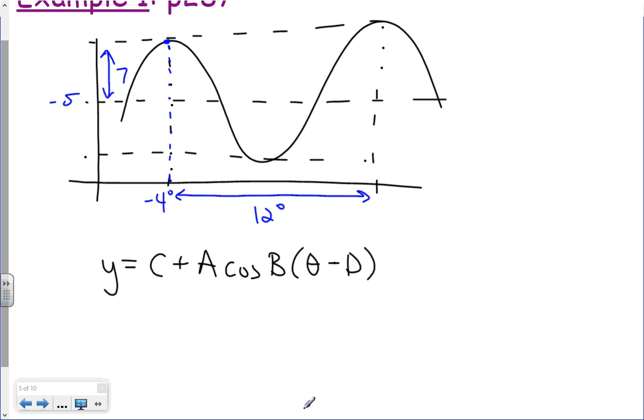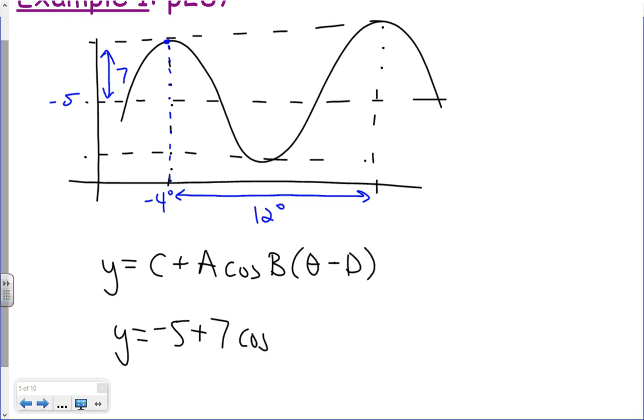C plus A times the cosine of B times theta minus D. And now let's fill in the A, B, C, and D here. C, again, is your sinusoidal axis. So they told us that was -5. The absolute value of A is our amplitude. They told you that was 7.